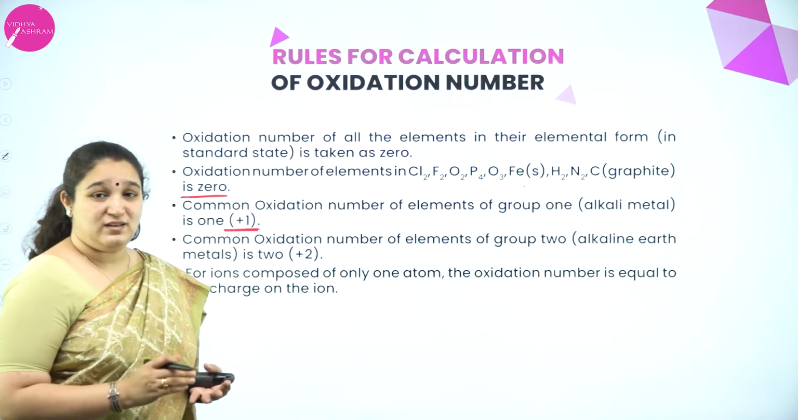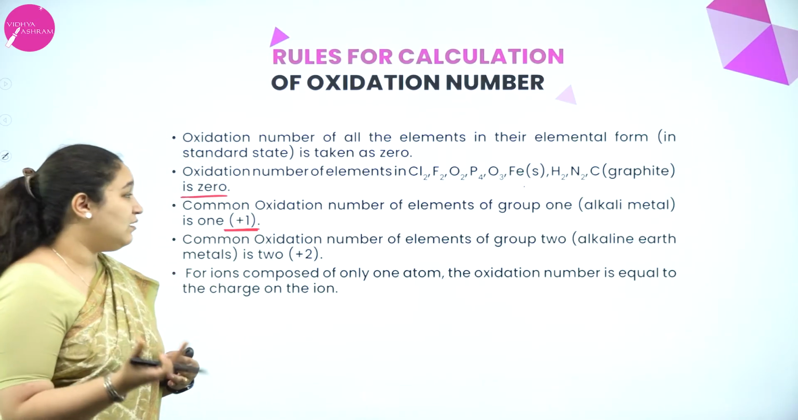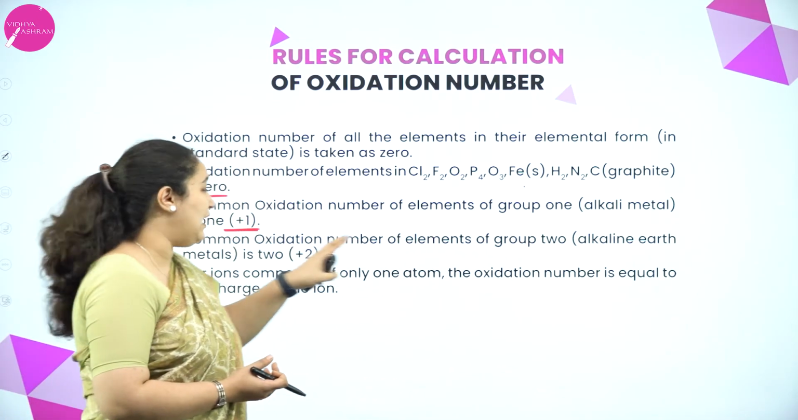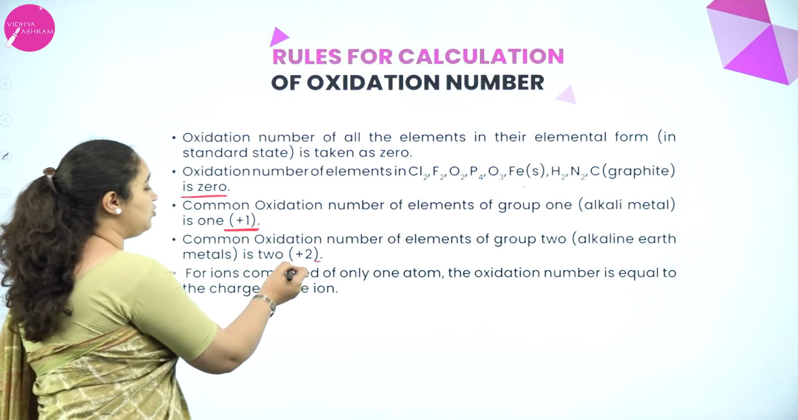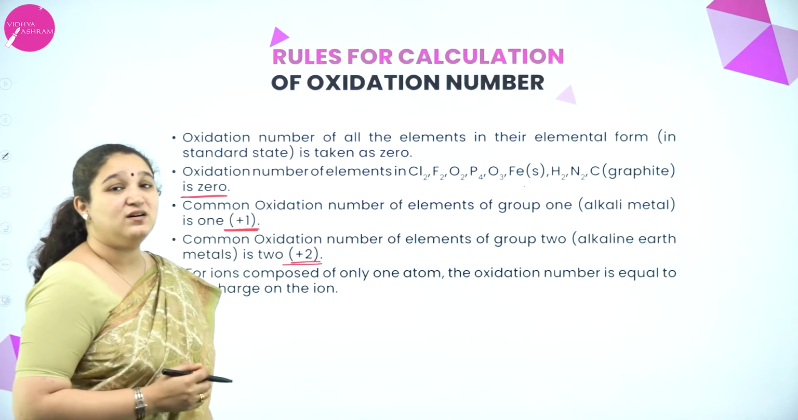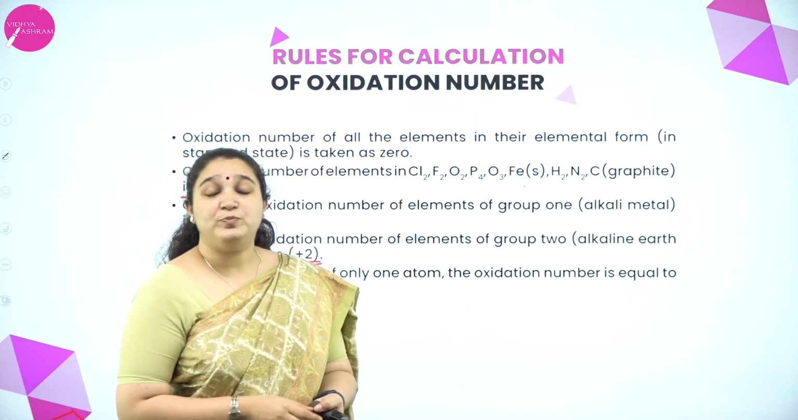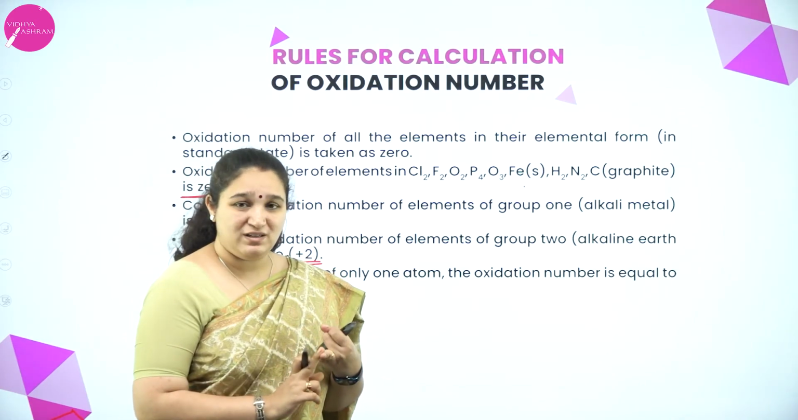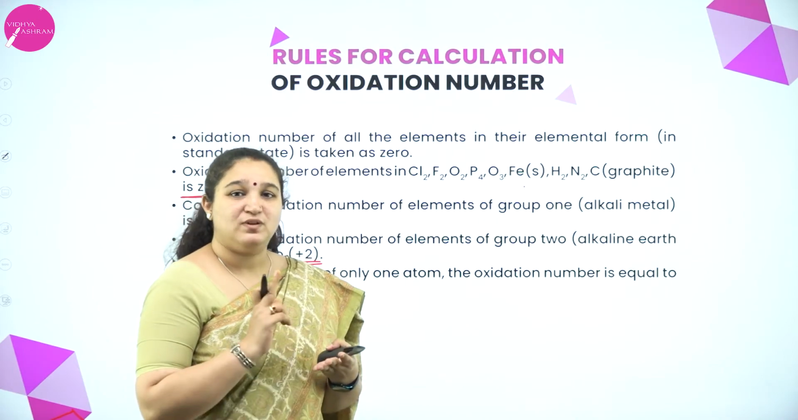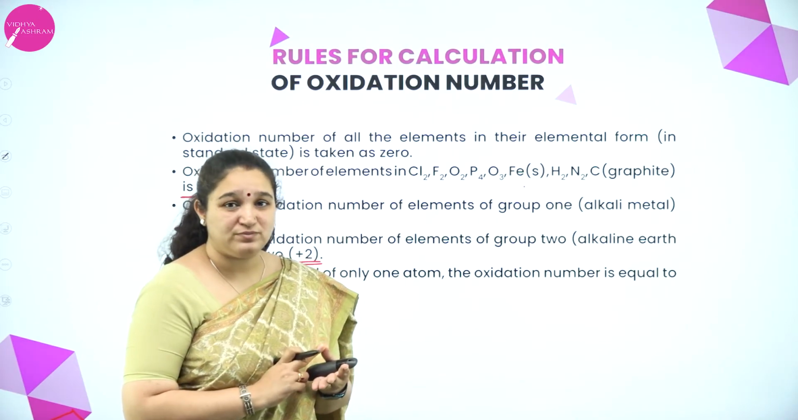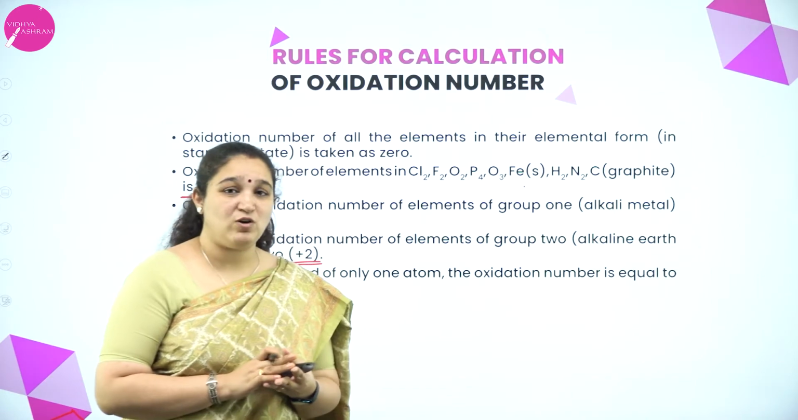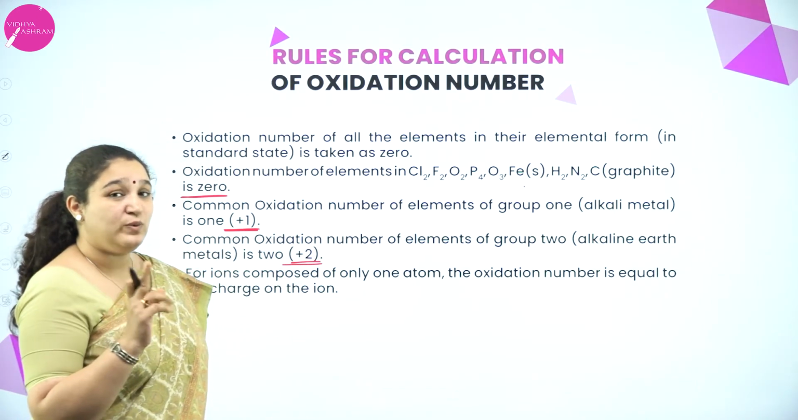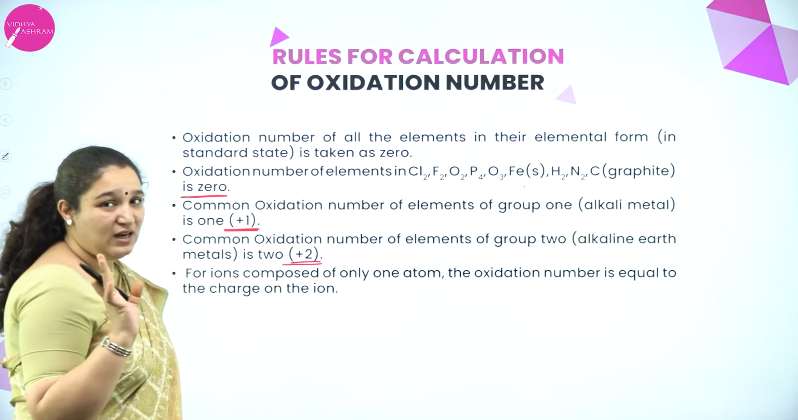Then for the alkaline earth metals, the common oxidation state of group 2 elements is +2. Which are the alkaline earth metals? The group 2 elements are beryllium, magnesium, calcium, barium, strontium. So all of these will have oxidation number +2. You have to remember the elements and which group they belong to, alkali metals and alkaline earth metals.